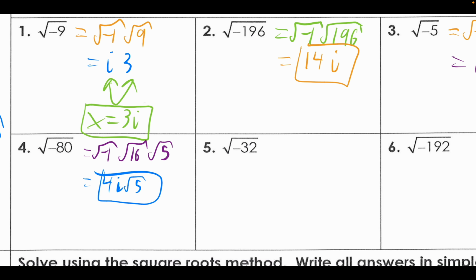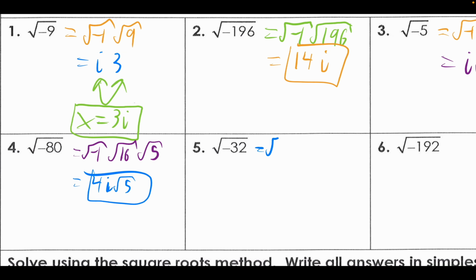So on number 5, the square root of negative 32, we'll again call it the square root of negative 1 times the square root of 32, which becomes the square root of 16 and square root of 2. And so this becomes 4 times I times the square root of 2. The square root of 16 is the 4, the square root of negative 1 is I, and the square root of 2 is just square root of 2.